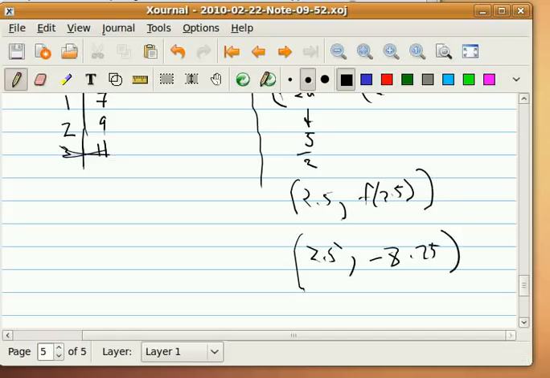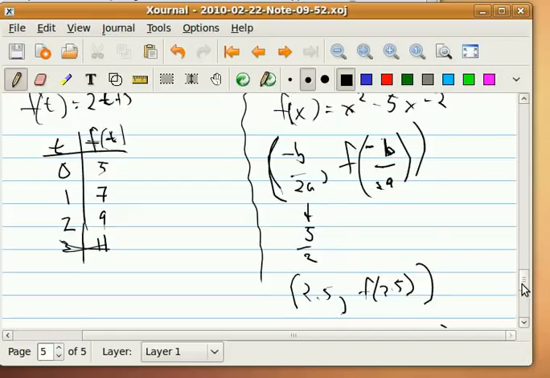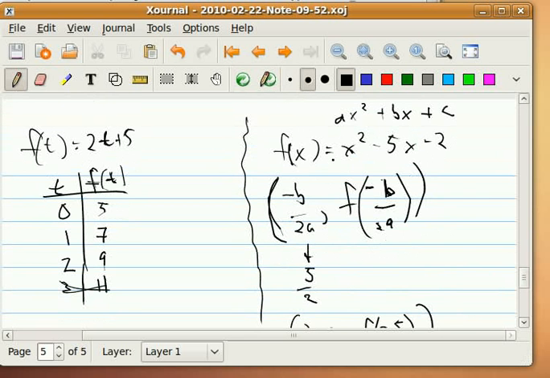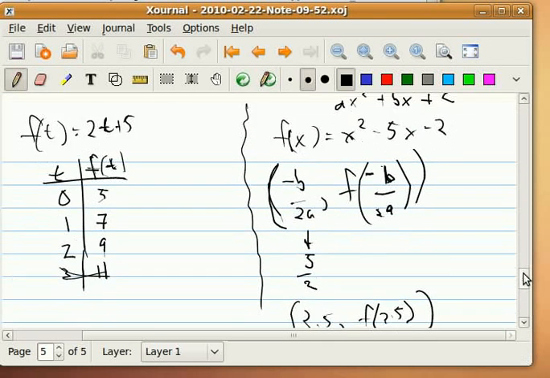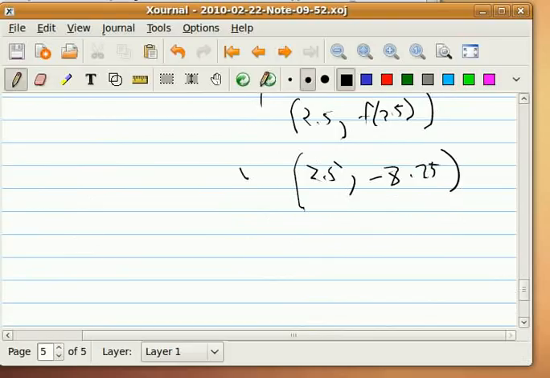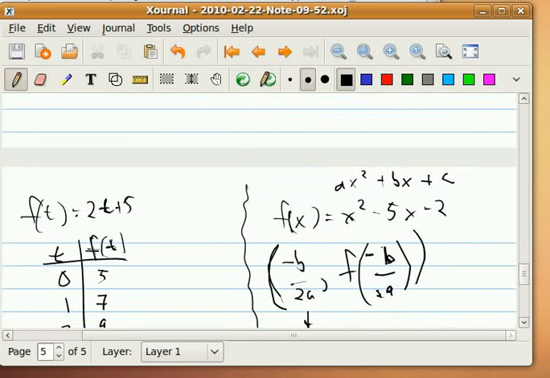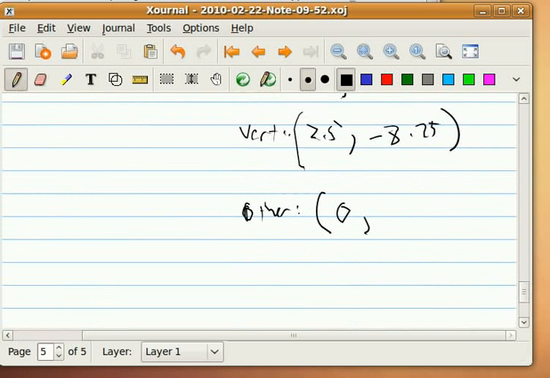Now I also need another point to graph this one, any other point that fits on the graph. It's usually easy to find the point when x is 0. So that's my vertex. But what about another point? Well, what about when I put 0 into the function? If I put 0 in for x, I'll just get 0 squared minus 5 times 0 minus 2. That's going to be negative 2. So I just put this random x coordinate in, whatever I want. 0 is usually easy, and I get a second point.